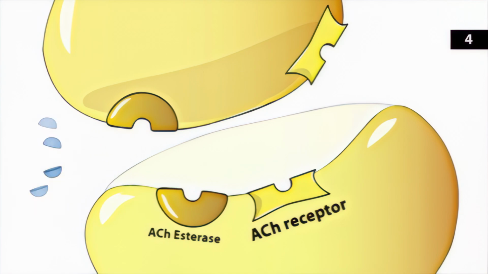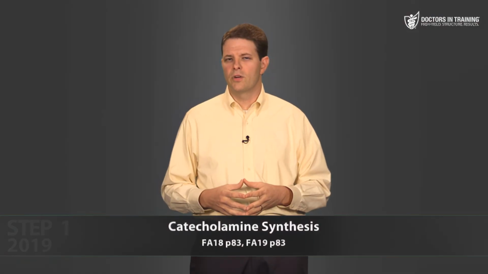And what drug category would inhibit this cholinesterase from degrading acetylcholine? The cholinesterase inhibitors, like neostigmine. Let's move on to the noradrenergic nerve terminal next.